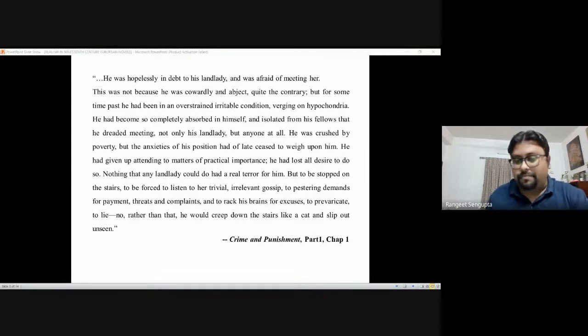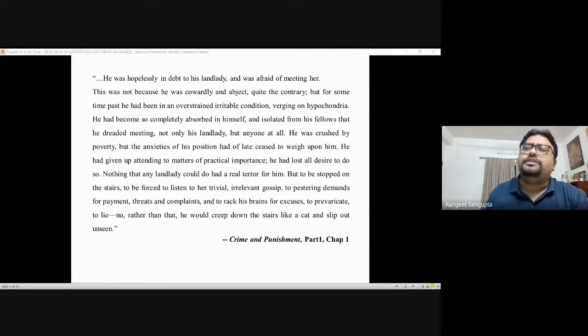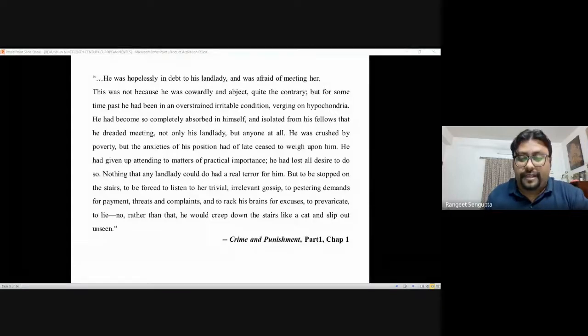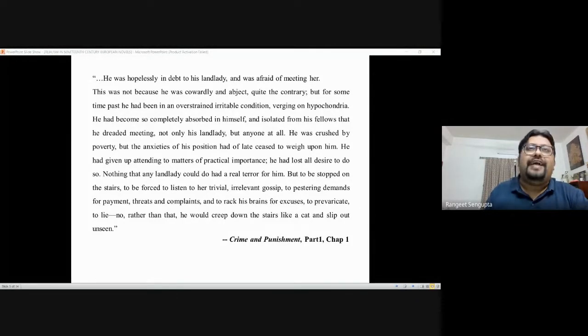He was crushed by poverty, but the anxieties of his position had of late ceased to weigh upon him. He had given up attending to matters of practical importance. He had lost all desire to do so. Nothing that any landlady could do had a real terror for him. But to be stopped on the stairs, to be forced to listen to her trivial, irrelevant gossip, to pestering demands for payment, threats and complaints, and to rack his brains for excuses, to prevaricate, to lie. No, rather than that, he would creep down the stairs like a cat and slip out unseen." Unquote.